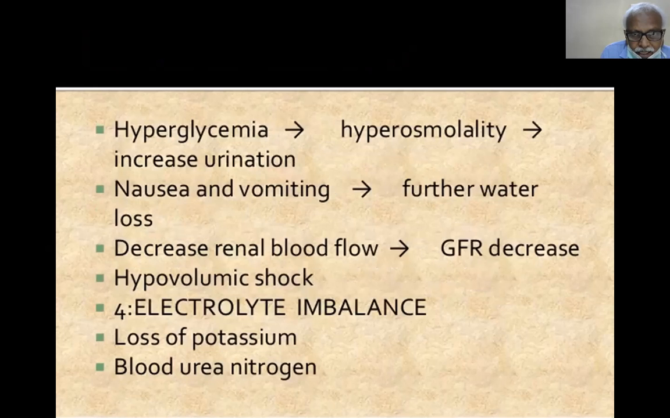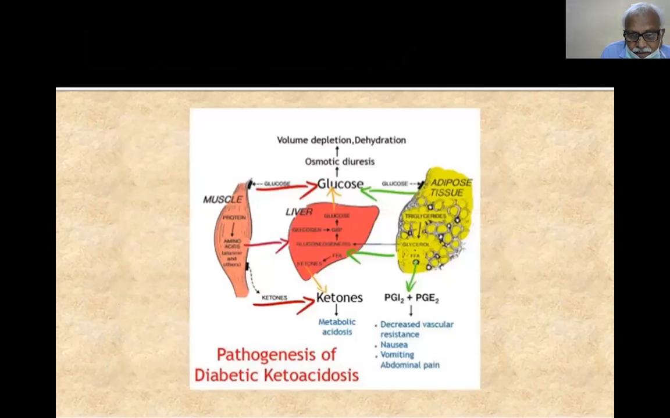So hyperglycemia leads to hyperosmolality, and that leads to increased urination, and nausea and vomiting lead to further water loss, and decrease of the renal blood flow leads to GFR decrease, and hypovolemic shock results. Electrolyte imbalance results in the loss of potassium and blood urea nitrogen. So this is the simple representation. So metabolic acidosis, how it comes. The pathogenesis of diabetic ketoacidosis: decreased vascular resistance, nausea, vomiting, abdominal pain.